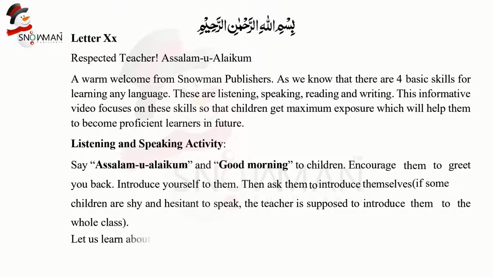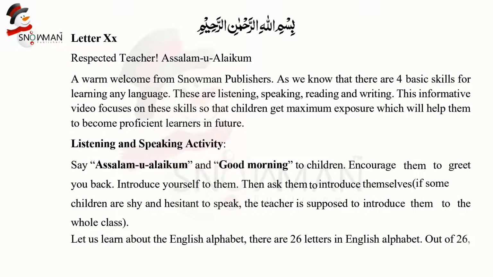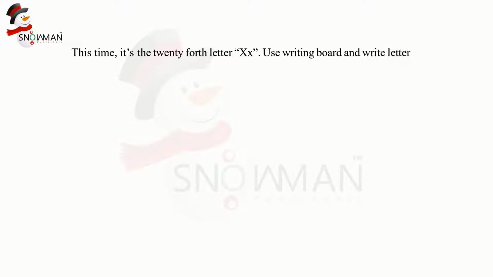Let us learn about the English alphabet. There are 26 letters in the English alphabet. Out of 26, 5 are vowels and 21 are consonants. This time, it's the 24th letter X. Use the writing board and write letter X.